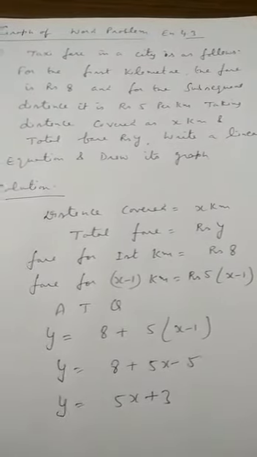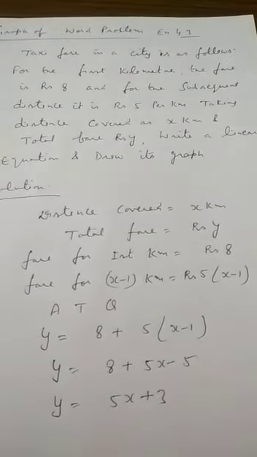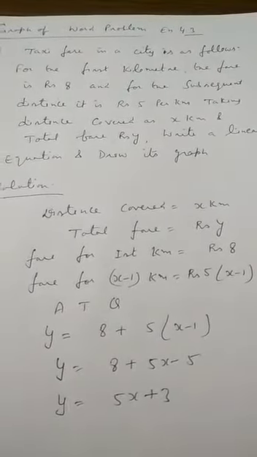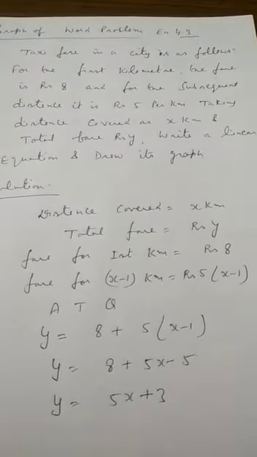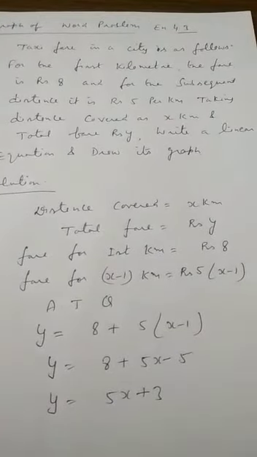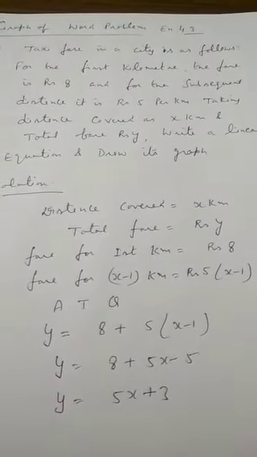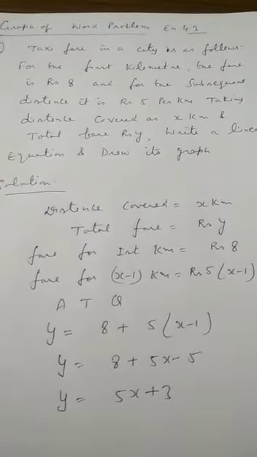Listen again. Fare for the first kilometer is rupees 8. After covering 1 kilometer, how much distance is left? x minus 1. And that is to be covered at the rate of rupees 5. So what is the fare for x minus 1 kilometer? 5 multiplied by x minus 1.